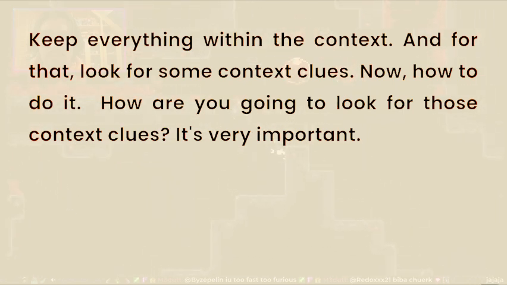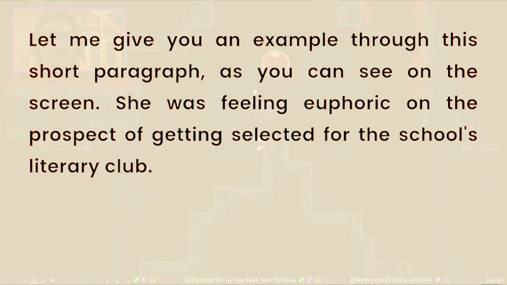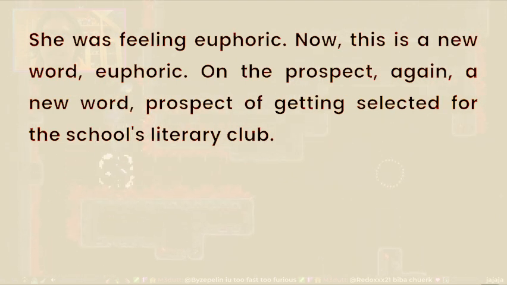Now, how to do it. How are you going to look for those context clues? It's very important. Let me give you an example through this short paragraph, as you can see on the screen. She was feeling euphoric on the prospect of getting selected for the school's literary club. She was feeling euphoric. Now, this is a new word, euphoric. On the prospect, again a new word, prospect of getting selected for the school's literary club.